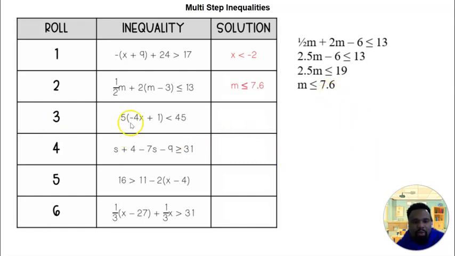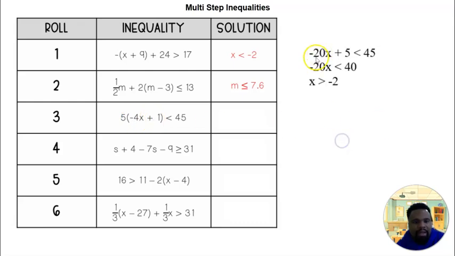All right, for number 3, we want to do our distributive property. 5 times negative 4x is negative 20x. 5 times 1 is 5, and that's less than 45. Subtract 5 on both sides. 45 minus 5 gives you 40. And then I divide both sides by negative 20. Since I divided by a negative number, inequality symbol flips. So 40 divided by negative 20 is negative 2. So it's going to be x is greater than negative 2.